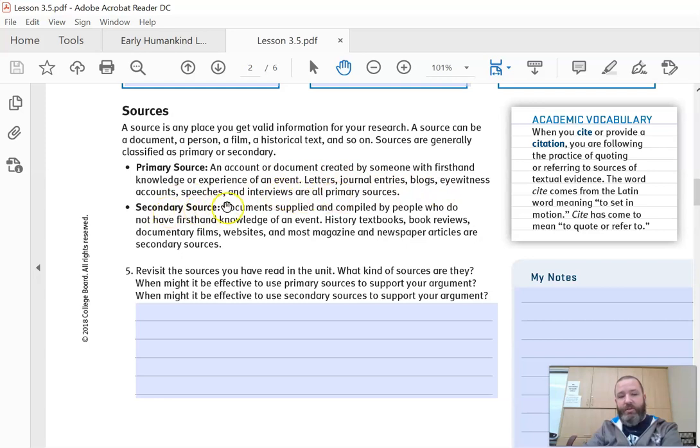A secondary source are documents supplied and compiled by people who do not have first-hand knowledge. That means they weren't there of an event. History textbooks, book reviews, documentary films, websites, and most magazine and newspaper articles are secondary sources. Sometimes it's hard to tell because sometimes secondary sources will use primary sources, so there's some articles and some things that we'll find that have both. I like this list so you can differentiate between the two.